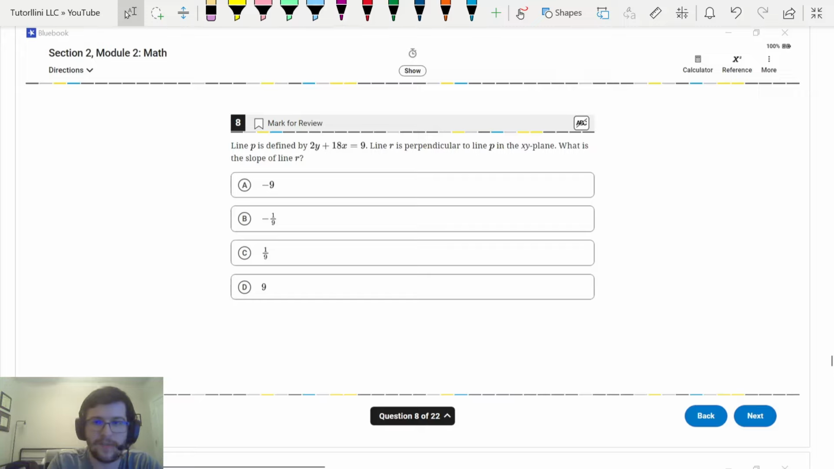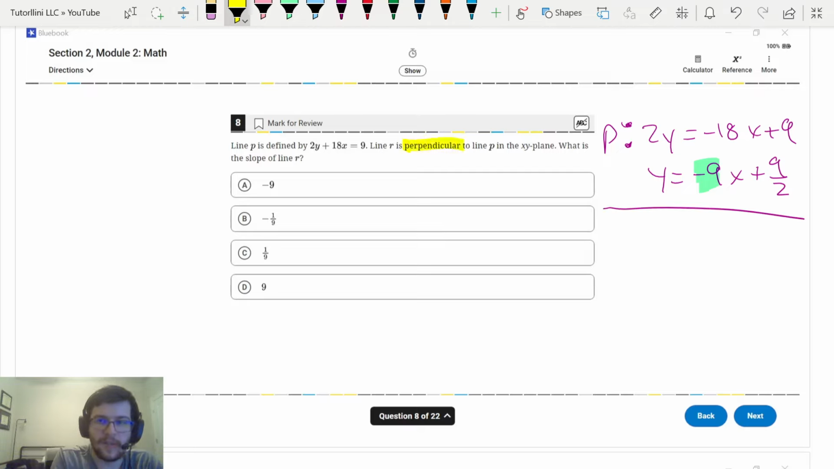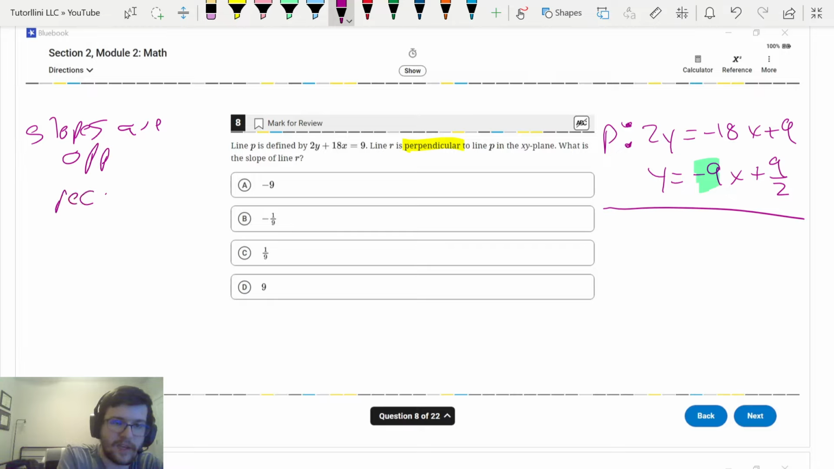Okay, so for this one, to figure out the slope of line P, we're going to put it in slope-intercept form. So we're going to get y by itself. So first we're going to subtract over the 18x. So 2y equals negative 18x plus 9. Now we're going to divide the whole thing by 2. So y equals negative 9x plus 9 over 2. And you see the slope is negative 9. So for perpendicular lines, see how it says that? Perpendicular. You have to know that the slopes are opposite reciprocals. So you flip it, and then you multiply by negative 1.